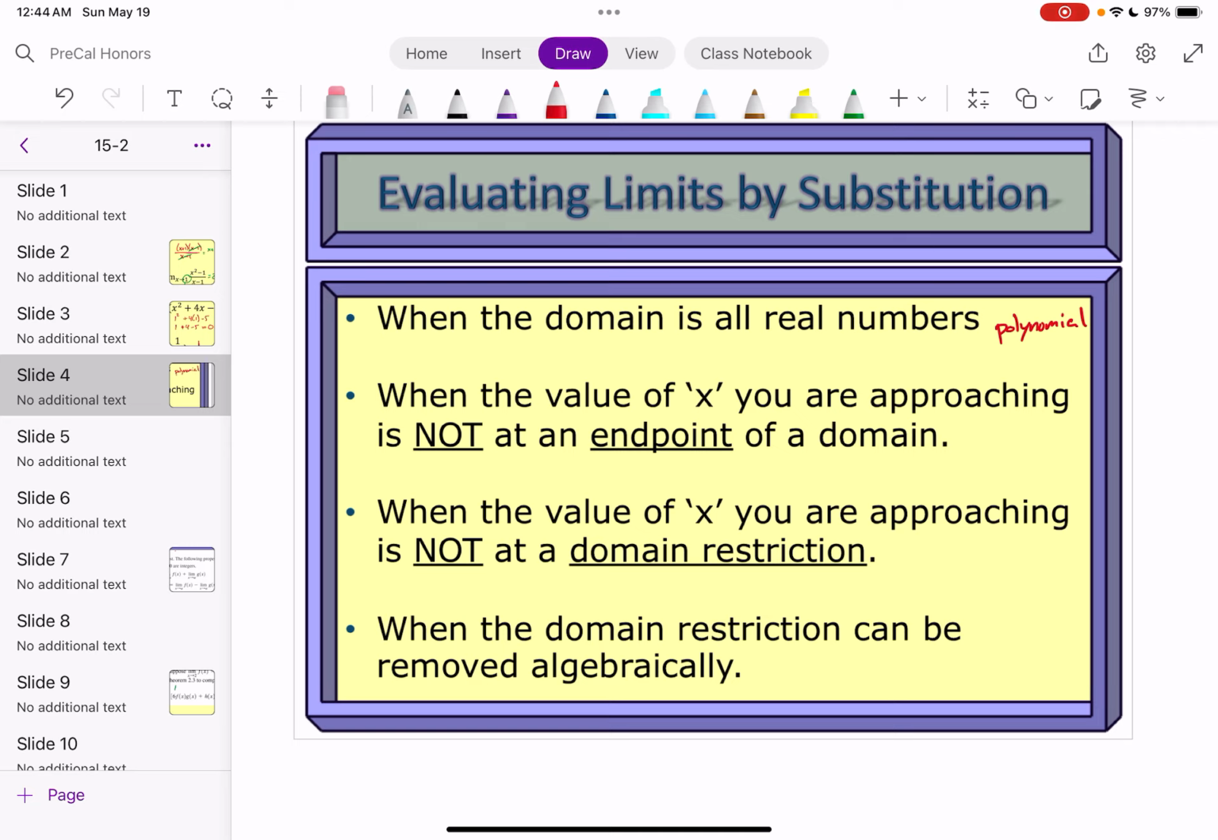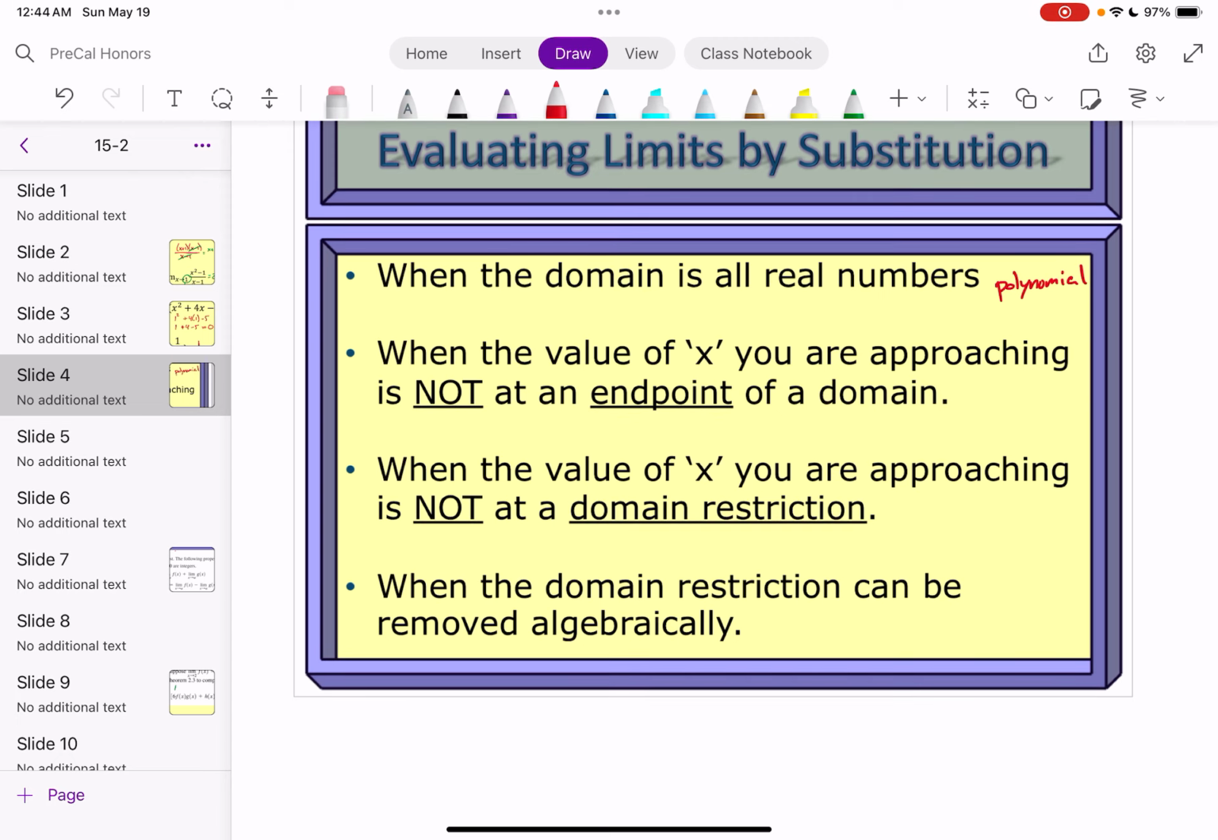And lastly, when the domain restriction can be removed algebraically. At this point, what ends up happening is the same scenario that we saw last slide, where we were able to simplify the numerator and denominator and remove one of those expressions and be left with something else within the numerator.